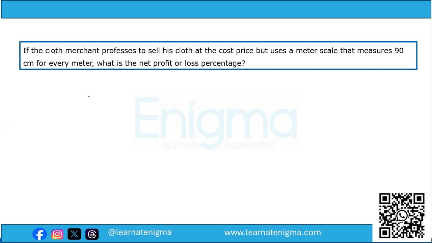following concept. Now, because it is a cloth merchant and dealing in centimeters, we will assume the cost price of 100 centimeter cloth to be 100 rupees. So we can say that the cost price of 1 centimeter is equal to 1 rupee as well.